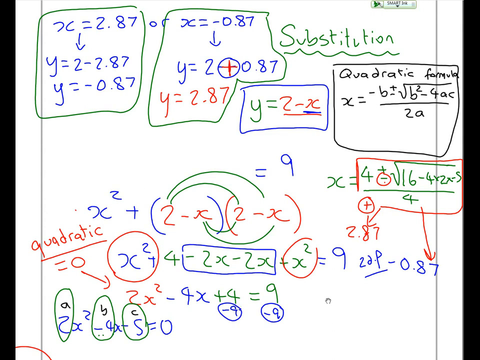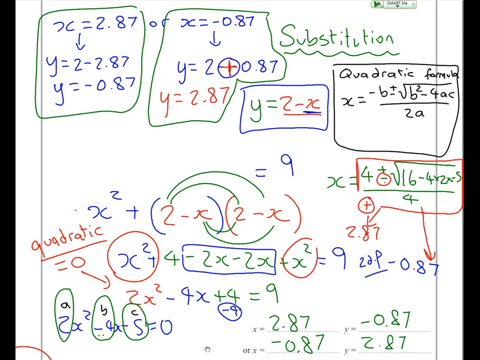And we put them in for our answer to get ourselves a final 6 marks for the paper. So x equals 2.87 and y equals, you have to put them in pairs, minus 0.87. Or x equals minus 0.87 and y equals 2.87. Again, it's been a long journey. We've done a lot of maths, some A-star work and some tricky stuff.